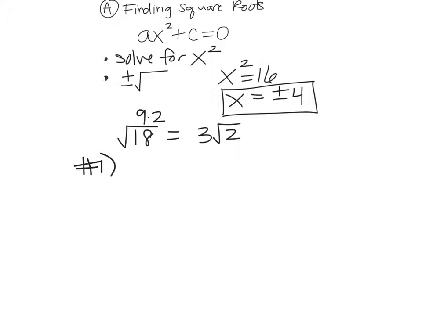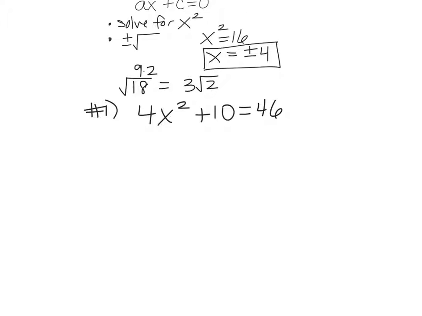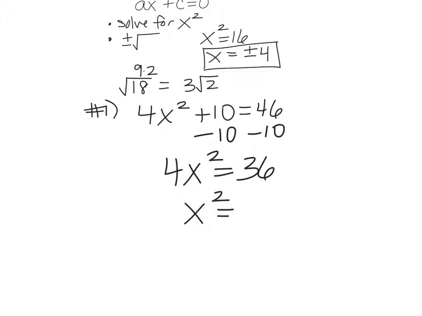Number 1. Suppose we have 4x squared plus 10 equals 46, and I need to solve this by finding square roots. So I would solve for x squared. I want to get x squared all by itself. I'll start by subtracting 10 from the other side, and I get 4x squared equals 36. What's my next step? Perfect. Divide by 4. x squared equals 9.